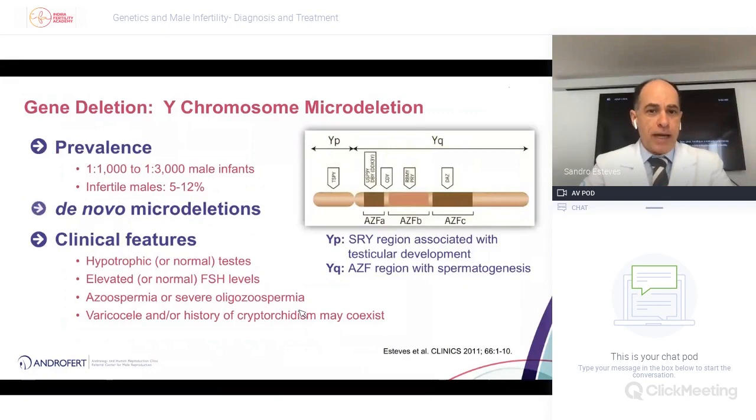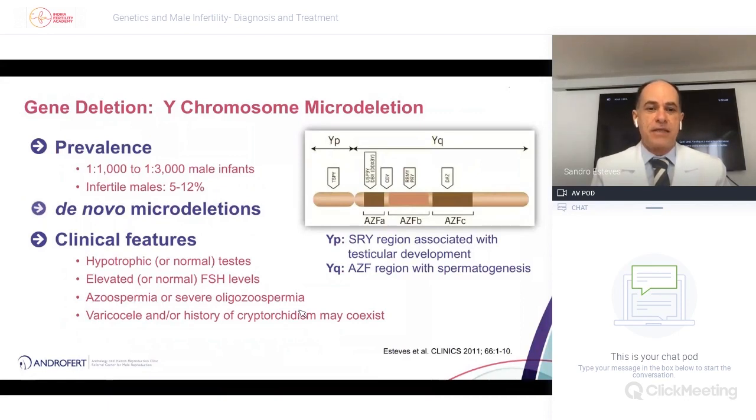So the patients with Y chromosome microdeletion usually have hypotrophic testes, but not always. In certain situations in which we have maturation arrest, the testicles could be normal, and the patient will still be azoospermic because of Y chromosome microdeletion. So usually the patients will have azoospermia, but some patients might have severe oligozoospermia.